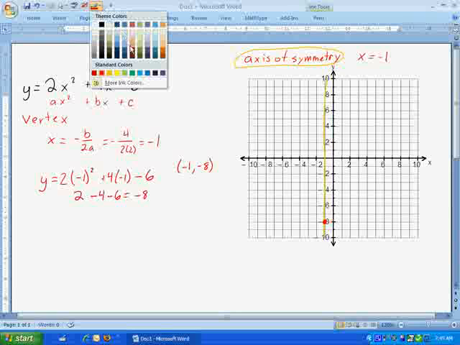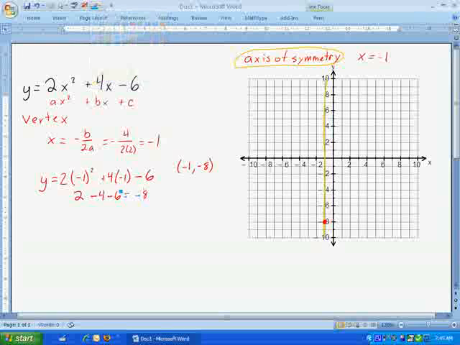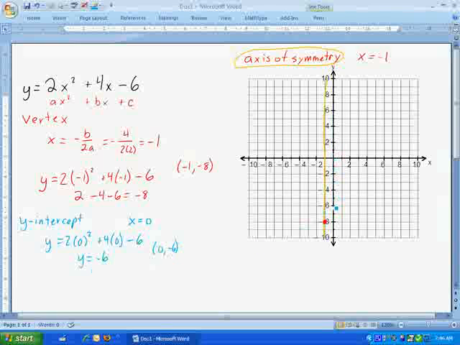Okay, let's go on to something else. Let's try to get the y-intercept. The y-intercept is usually fairly easy. To get the y-intercept, do you remember what we need to do? We need to make x equal to 0. And so I'm going to go y equals 2 times 0 squared plus 4 times 0 minus 6, which means that the y-intercept will be at y equals negative 6. So x is 0, y is negative 6. So we'll go ahead and put that on. So 0, negative 6, there's my y-intercept.